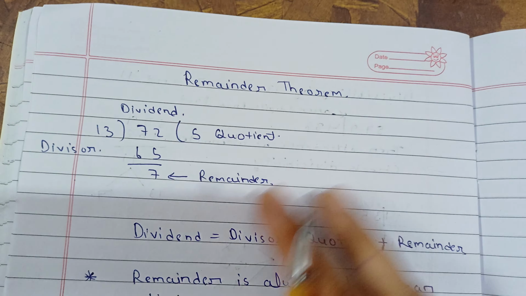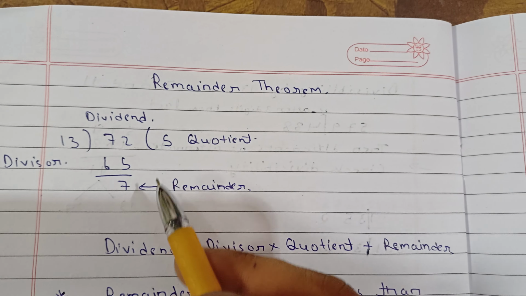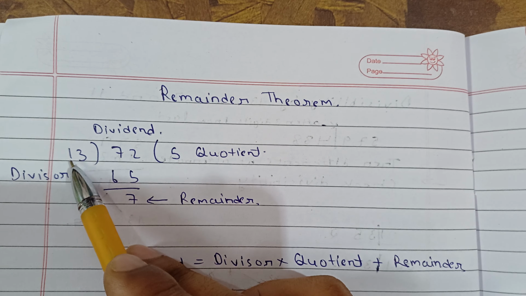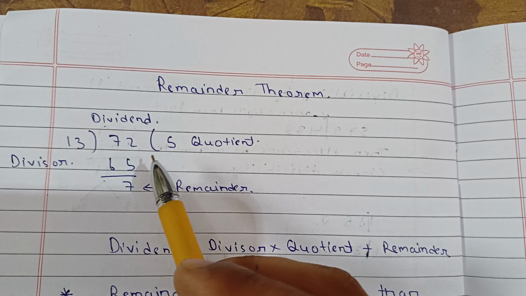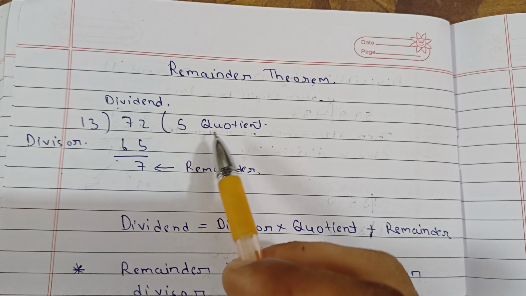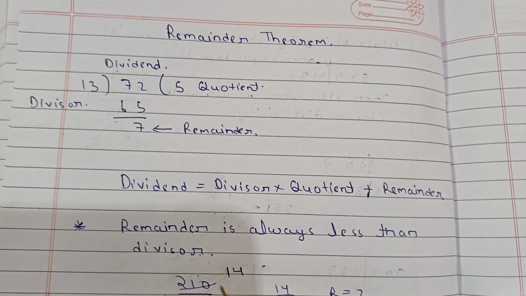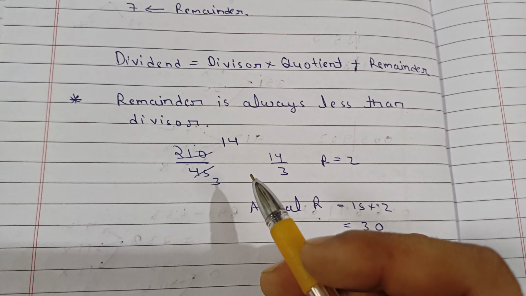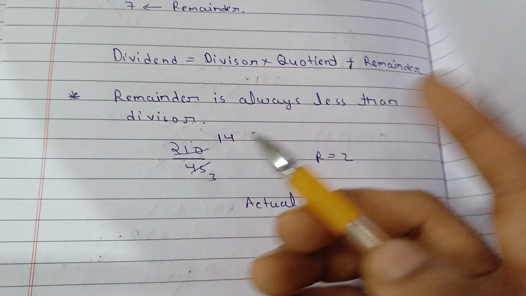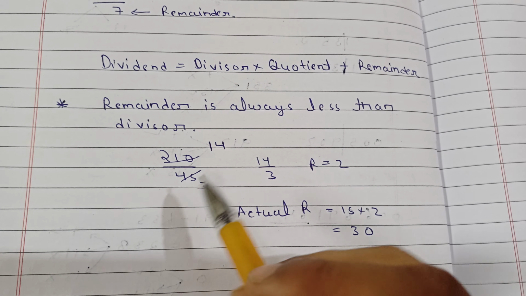Now there is the remainder theorem. So if you are dividing some number, this is called the divisor, this is called the quotient, this is called the remainder, and this is called the dividend. So dividend equals divisor multiplied by quotient plus remainder. This is the rule. And the remainder will always be less than the divisor.